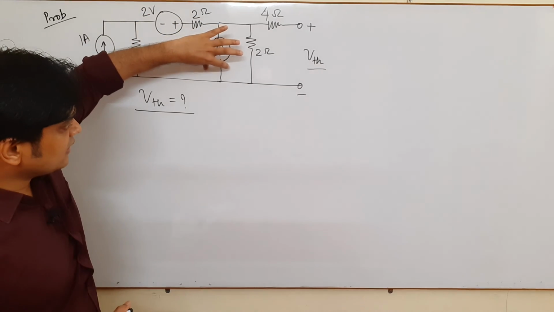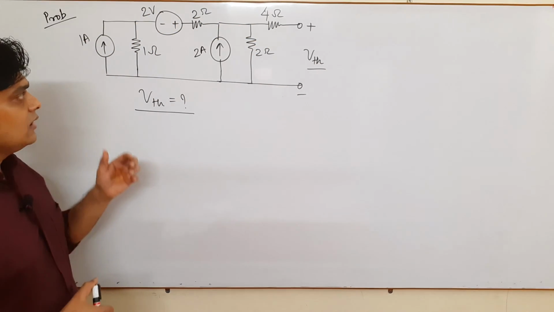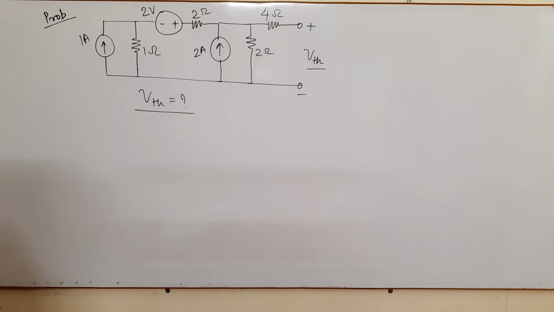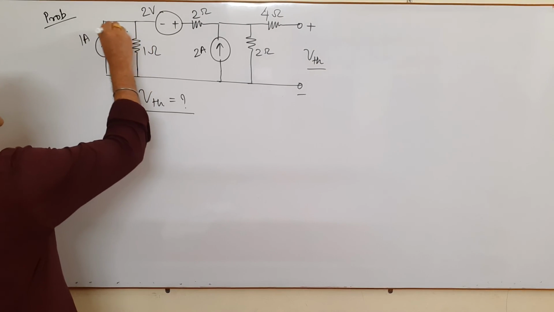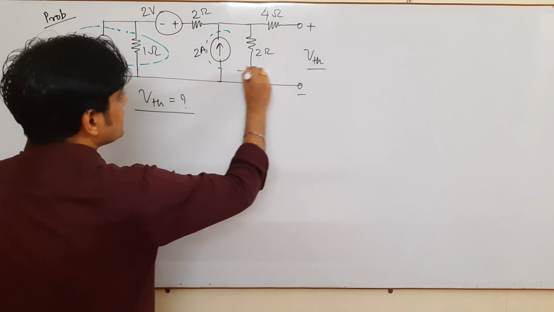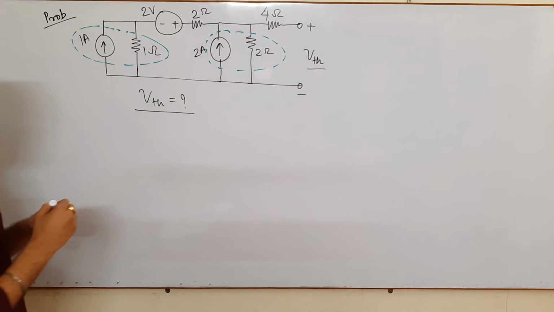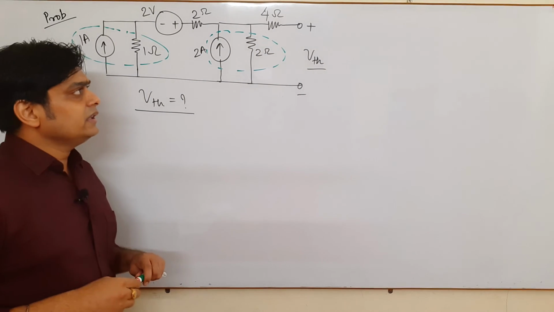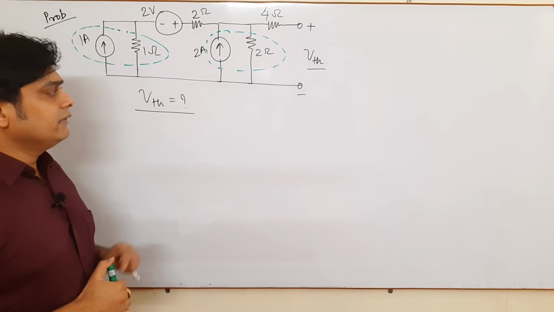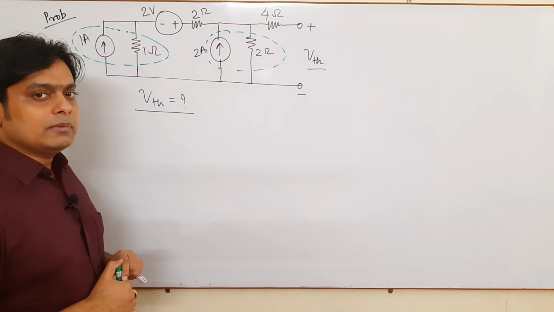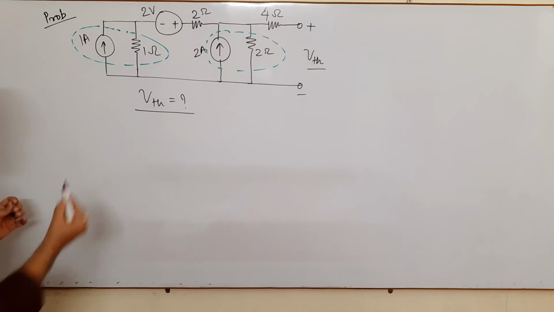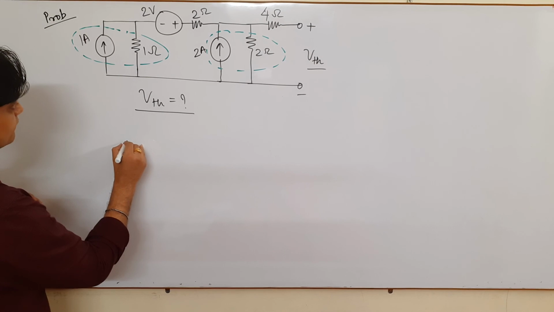Here also we'll see a current source in parallel with resistance. If you apply a source transformation technique here for this, and similarly for this, we'll see the networks will get resolved and simplified, and one can easily solve the value of VTH.